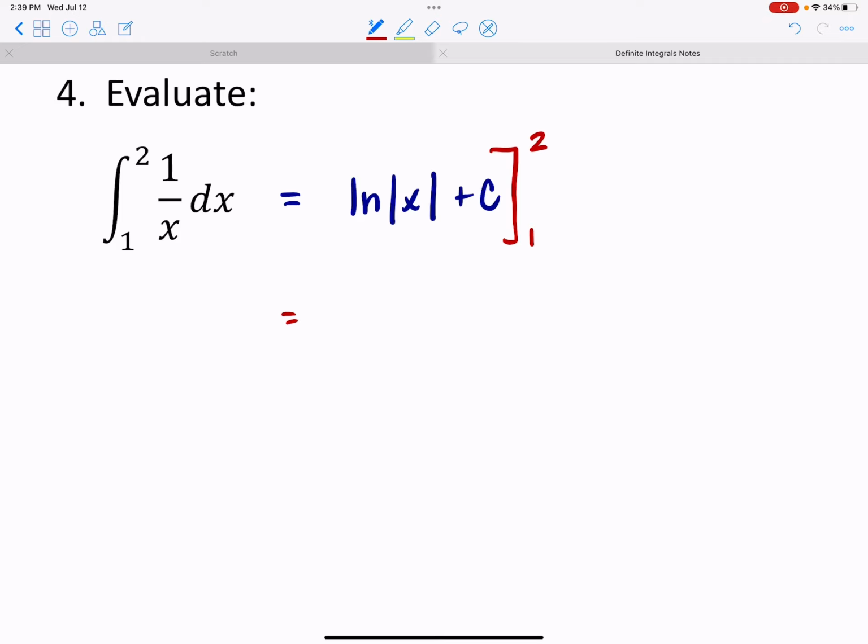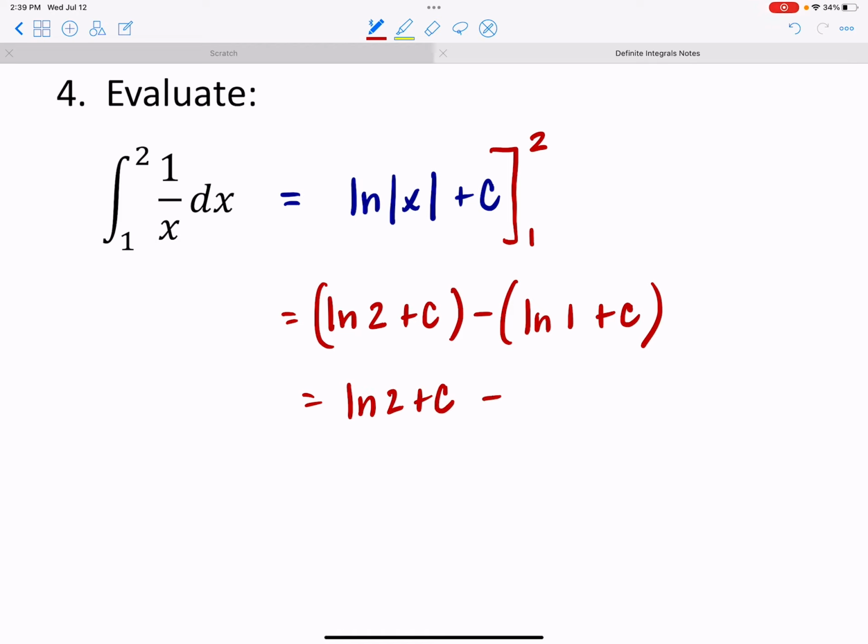So we're going to plug in the 2. That's going to be the natural log of, well, the absolute value of 2 is just going to be 2, plus c. And then from that, we're going to subtract the natural log of 1 plus c. And so this is natural log of 2 plus c minus the natural log of 1, which is just going to be 0. Remember, natural log is base e. So natural log base e of 1 is asking e to what power produces this argument of 1, which means it has to be equal to 0. Hopefully that's a rule you remember from college algebra.